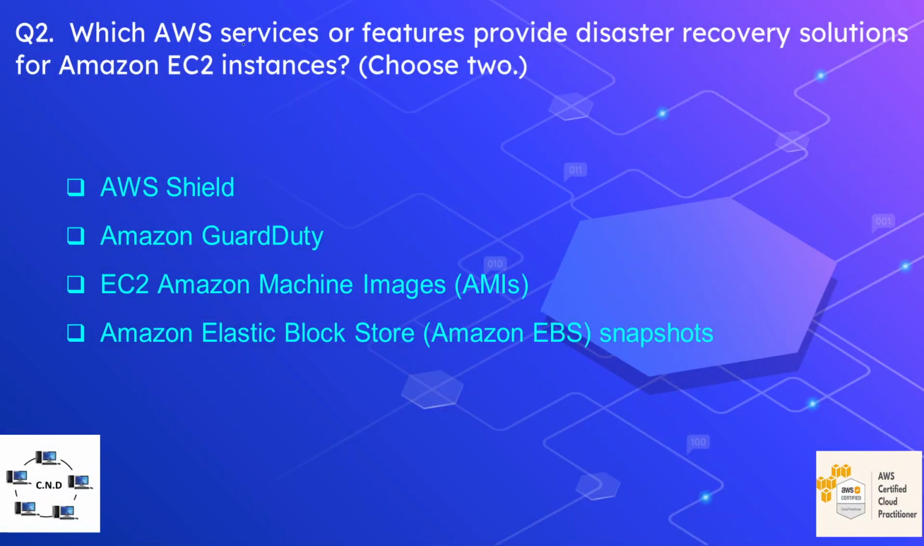Question number two: which AWS service or features provide disaster recovery solutions for Amazon EC2 instances? We have to choose two options. The options are A, AWS Shield, B, Amazon GuardDuty, C, EC2 Amazon Machine Images, AMIs, and D, Amazon Elastic Block Store, Amazon EBS Snapshots. And the correct options are Amazon EC2 Amazon Machine Images and Amazon Elastic Block Store EBS Snapshots.